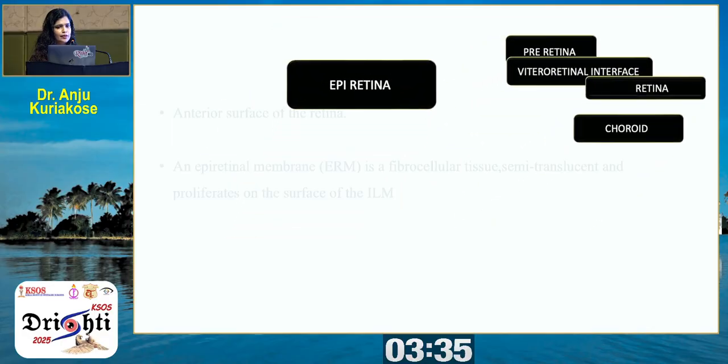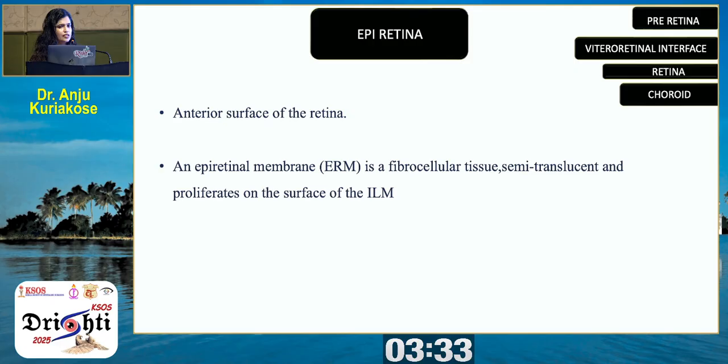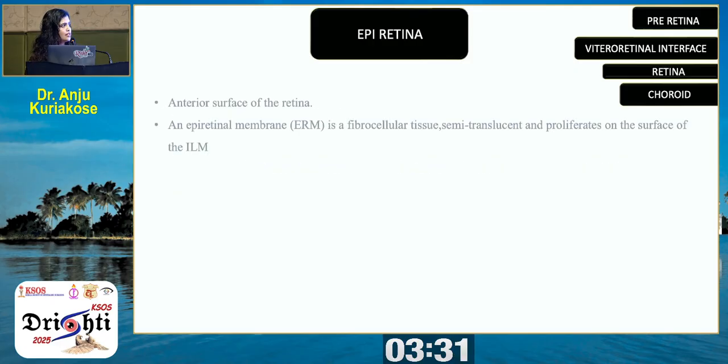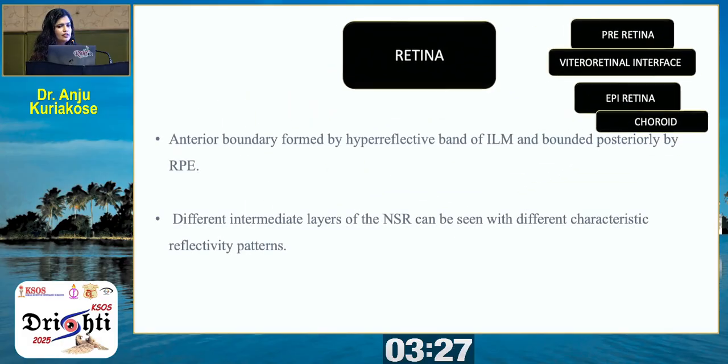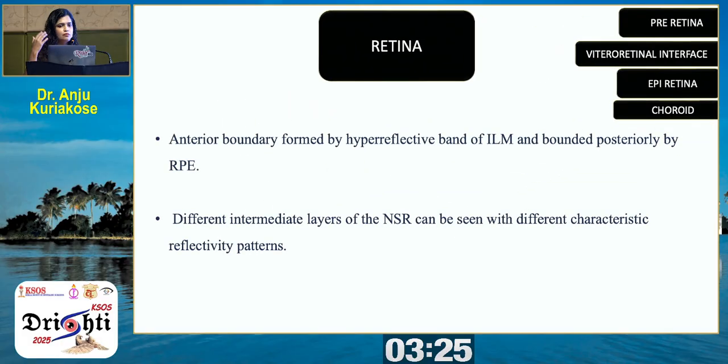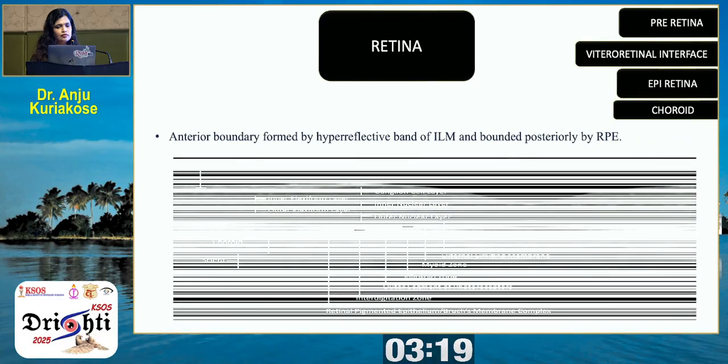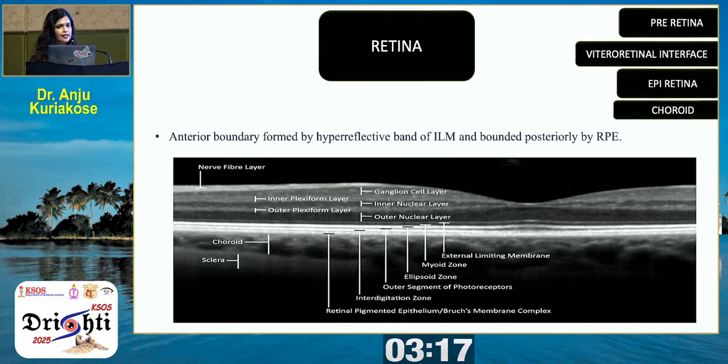Next is the epiretina, the anterior surface of the retina. Epiretinal membrane is a common thing seen here. Next is the retina. The retina is divided from the anterior boundary, the hyperreflective band of the ILM, to the RPE. So these are the layers which can be seen in the retina.